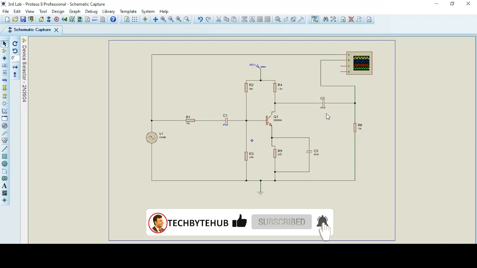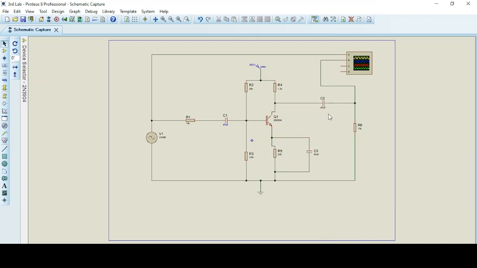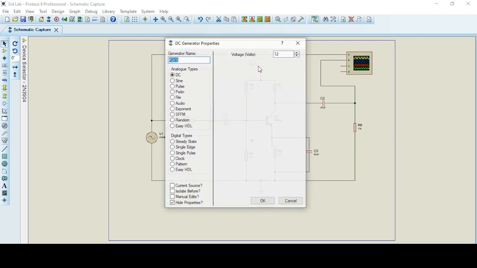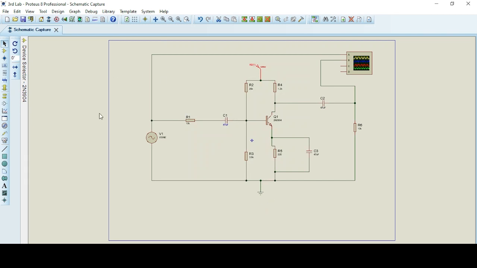And this is C2. C2 is 47 microfarad, and it is also used as a coupling capacitor, coupling the signal generated on the collector terminal to the output across RL. And this is the DC voltage, a 12 volt DC supply. Okay, I will connect it on the terminal, then I will simulate it.